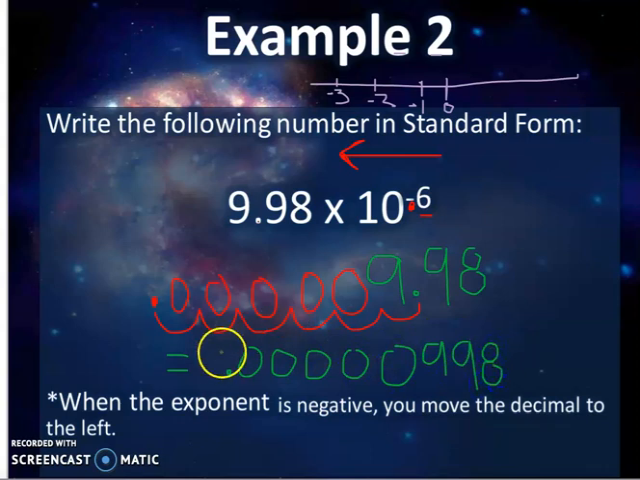This is my final answer, and I can add a 0 right here in front of the decimal point. That doesn't change my number at all. So if I want to write out 9.98 times 10 to the power of -6 in standard form, this is what I will have at the end.